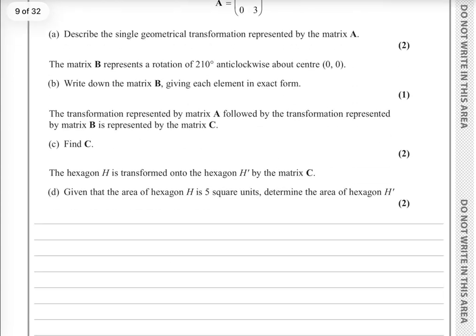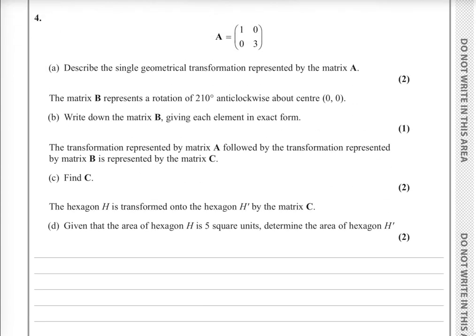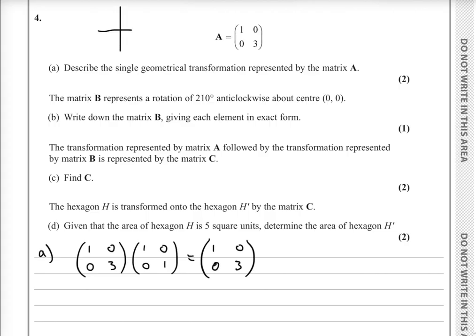Moving on to question 4. Another matrix. Here we've got A. Describe the single geometrical transformation represented by the matrix A. Okay, for questions like this, I always like to apply the transformation onto the identity matrix, and you know that that does not change the matrix. And then we can consider the identity matrix to be the coordinates of i here, 1, 0, and j here, 0, 1. So if this is i and this is j, then this is i prime and j prime. This is where they are transformed to.